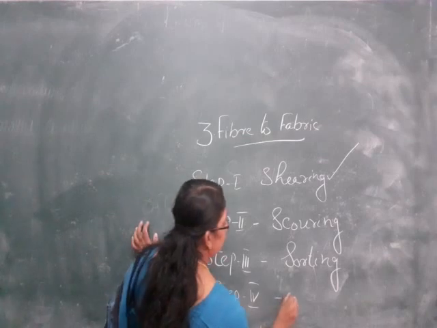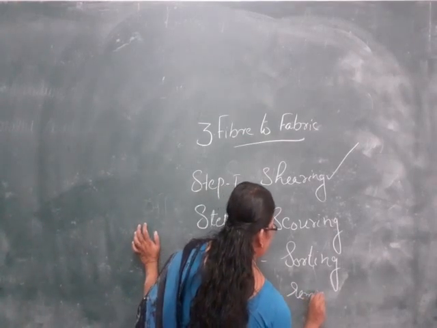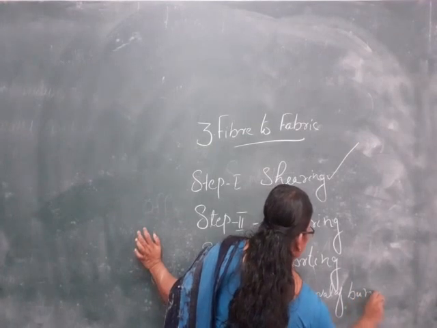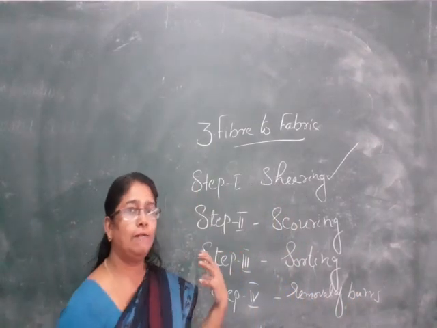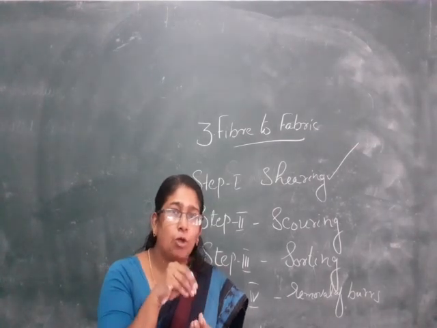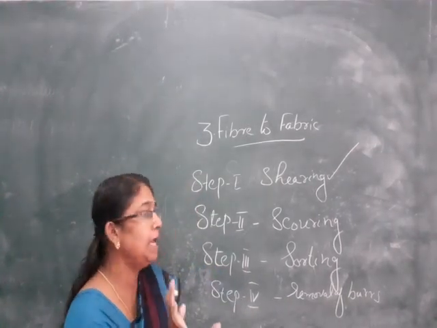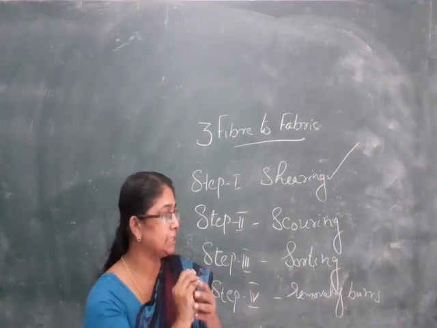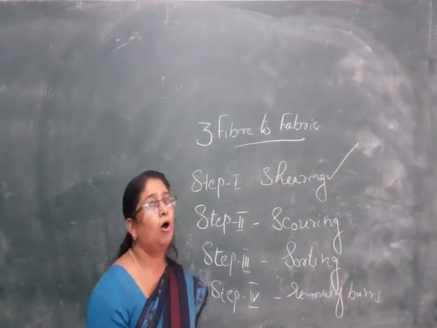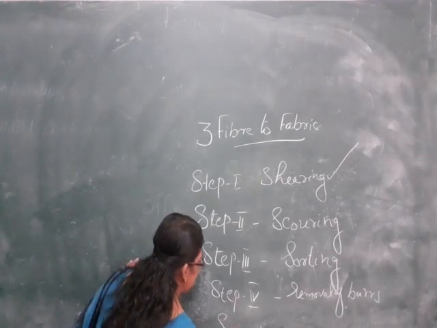Step 4 is removal of burrs. What are burrs? When we are using a sweater or cloth, you can see small pieces of fibers, isn't it? That will be removed. Unwanted small pieces of fibers are removed, and that process is known as removal of burrs. Then step 5.